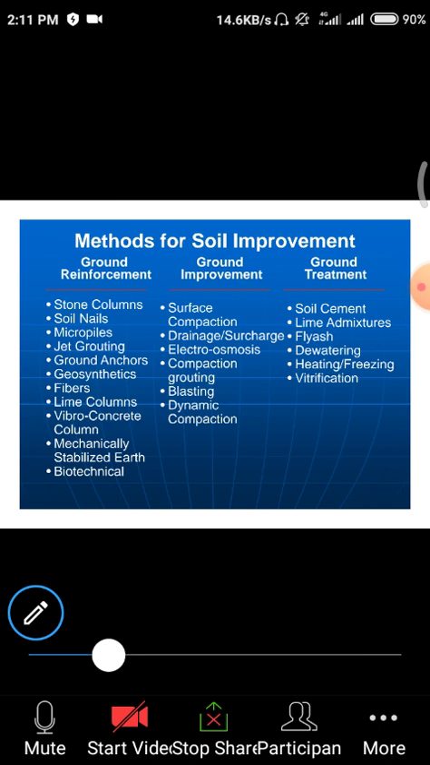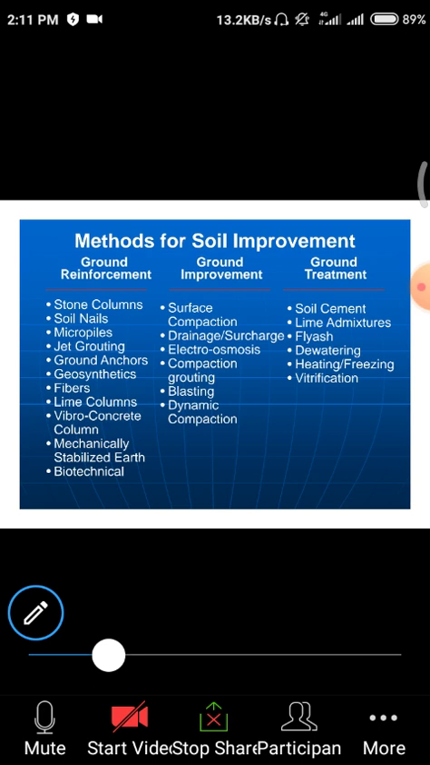In ground reinforcement, ground means proper soil particles, and reinforcement here is not only with respect to steel. We are not using the entire reinforcement as steel. Some part of the reinforcement is steel material, and another part is some amount of non-degradable plastics, which we use to improve the ground properties.